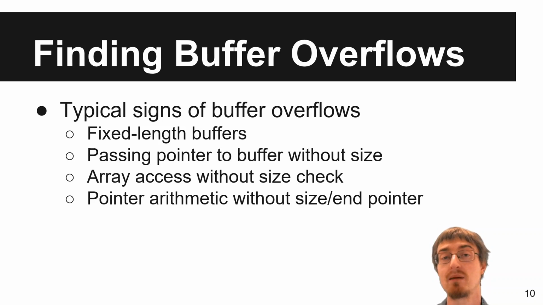So a typical example is the string copy function that we've already seen. String copy does not get information about the size of the destination buffer, so it cannot check. And we must check when we call it to make sure that we're not going to write more data than fits in the buffer. Another typical one is an array access without a size check.